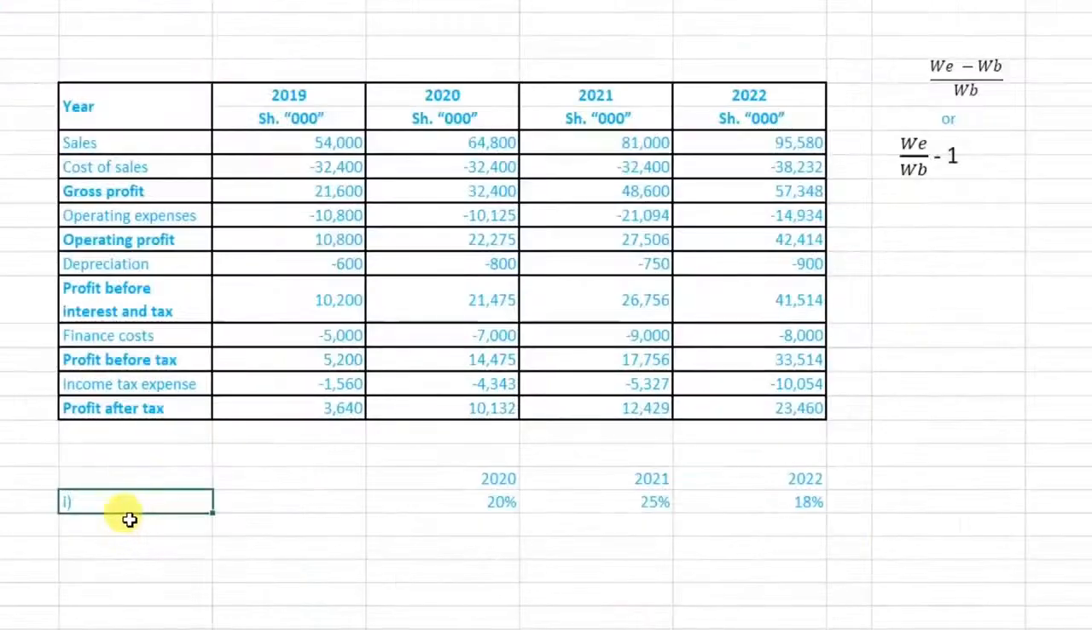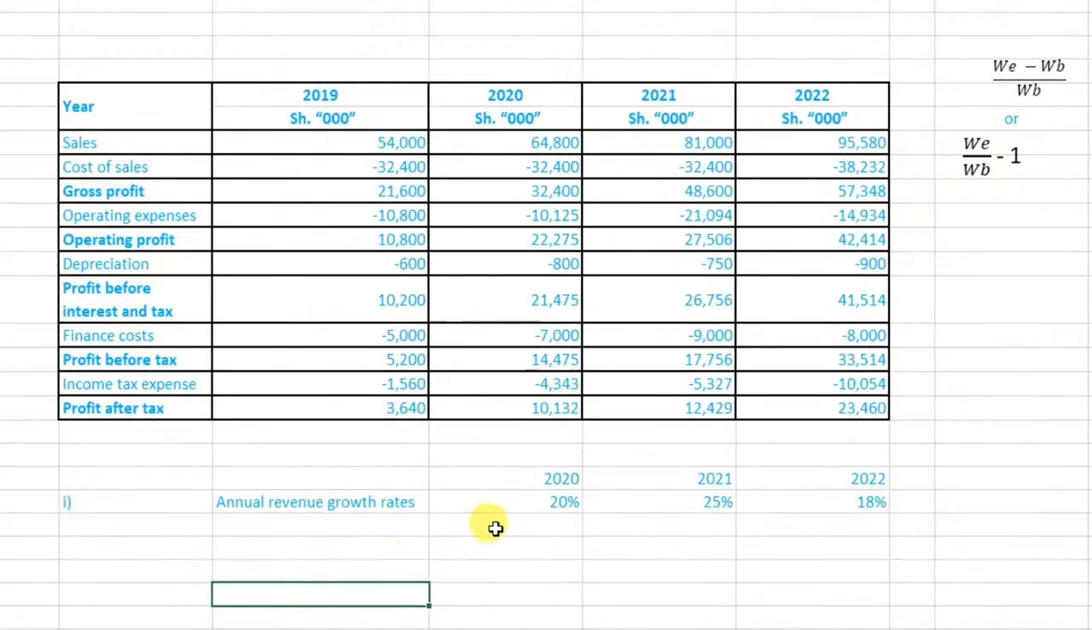So before we move to part 2, part 1 was asking about what? Annual revenue growth rate. So I can just write here annual revenue growth rates. So it may be overlapping, no problem. We just come over here and double click. You can see that plus sign over there. Just double click, and it actually opens it up like that.